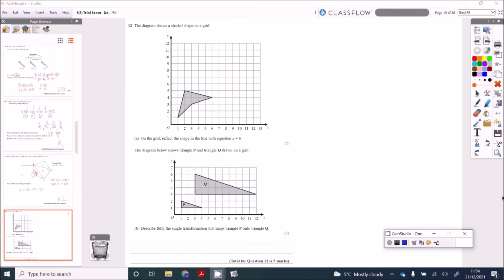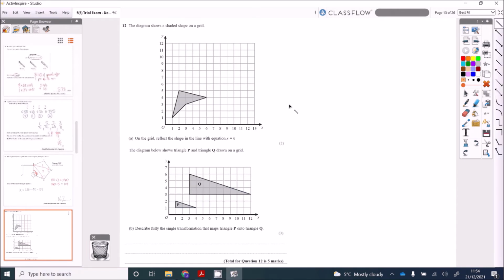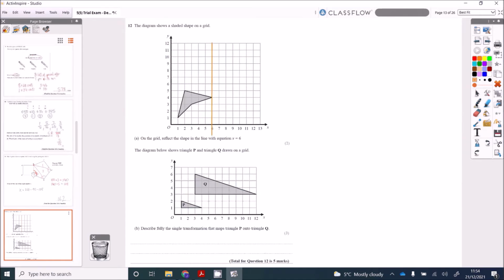Question 12. On the grid, reflect the shape in the line with equation x equals 6. So we've got to put in the mirror line x equals 6. Now the temptation is to put in a line parallel to the x-axis on 6, but that isn't the line x equals 6. It needs to be the vertical line down through 6. Okay, that line there is the line x equals 6.